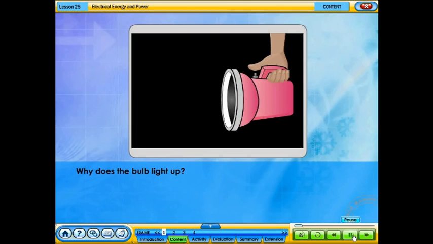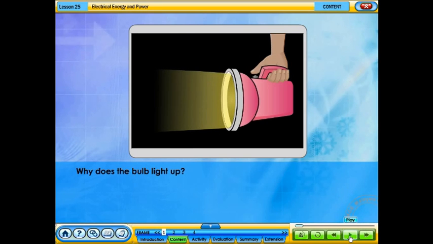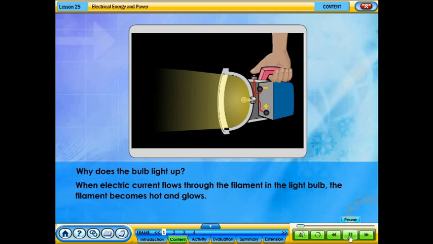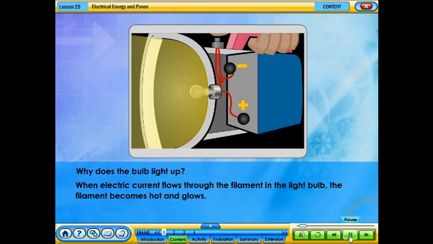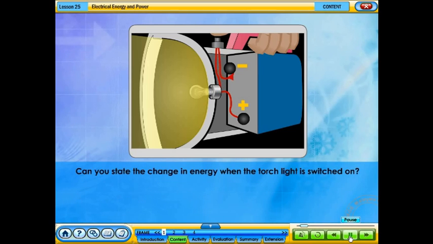Why does the bulb light up? When the electric current flows through the filament in the light bulb, the filament becomes hot and glows. Can you state the change in energy when the torchlight is switched on? Electrical energy is converted into heat and light.